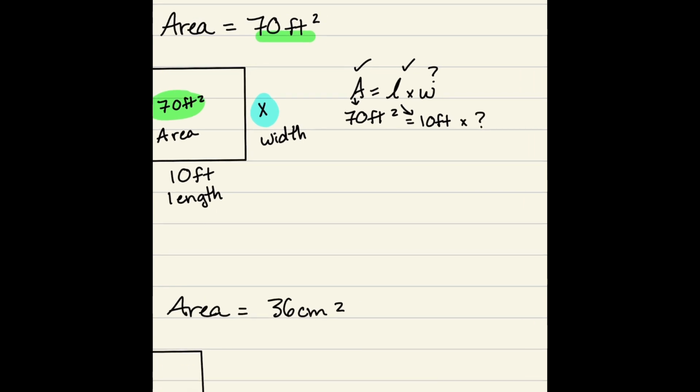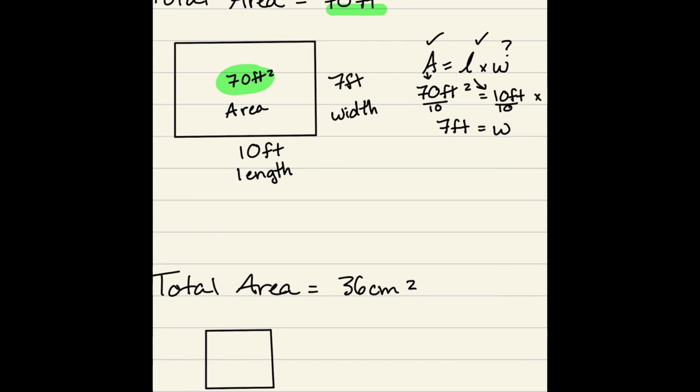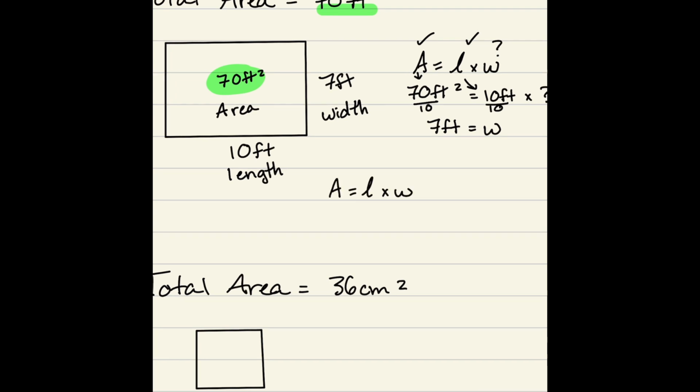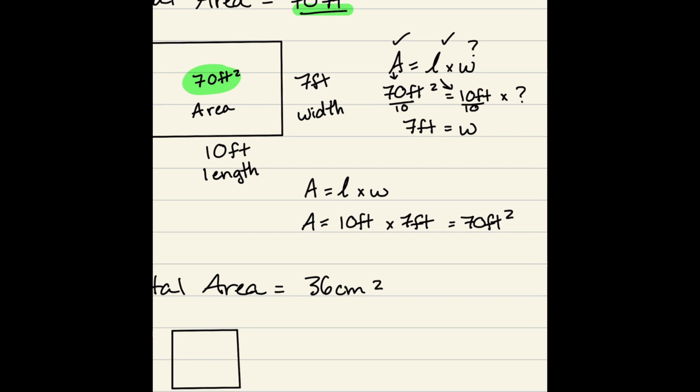Okay, so now we can actually divide. 70 divided by these 10 feet is equal to 7, and 7 feet is going to equal our width. Let's check that answer now. Let's replace this X with 7 feet and see if that's true. Area is equal to length times width, so 10 feet times 7 feet, which we just found as our width, is equal to 70 feet squared, which is the area that they gave us at the beginning.